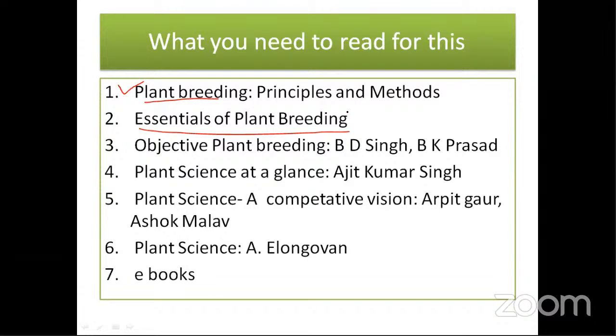Coming to the next part, that is the objective section, you have to read Objective Plant Breeding by BD Singh and BK Prasad. You can also go for Objective Plant Breeding by Phundan Singh. But in the Phundan Singh book, what you will observe is, first of all, they have given some one-liner points, and after that the questions are there.